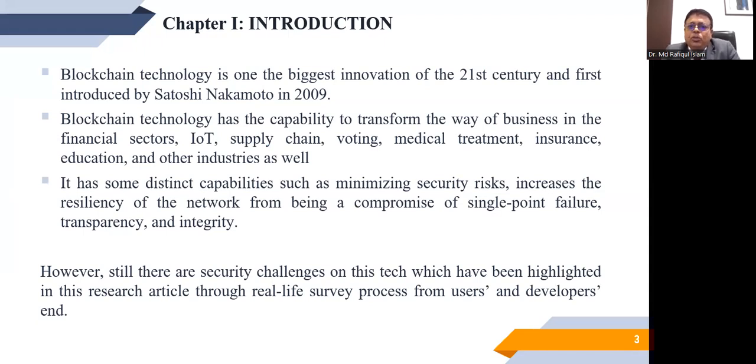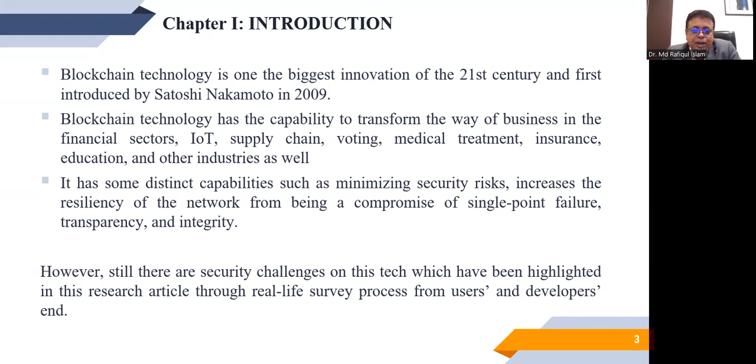Definitely, blockchain technology is one of the biggest innovations of the 21st century, introduced by Satoshi Nakamoto in 2009. Blockchain technology has the capability to transform the way of business, especially for the financial sector, IoT, supply chain, voting, medical treatment, insurance, etc. It has its own security system, which is very important to analyze. And there is no single point of failure in this technology due to its distributed database management system.